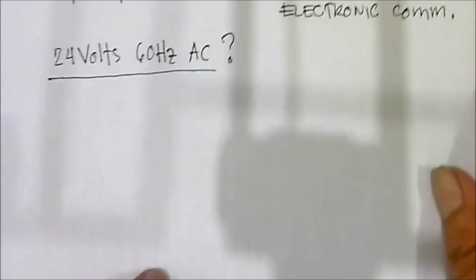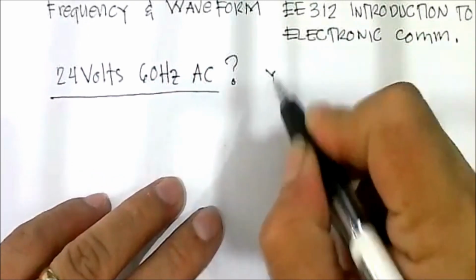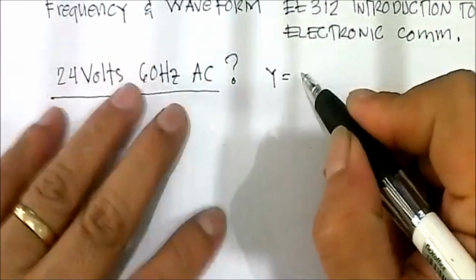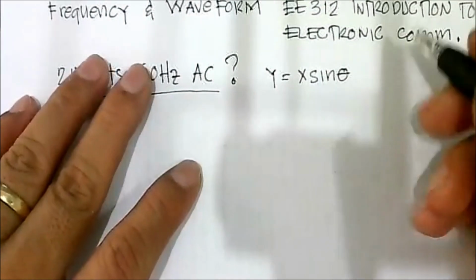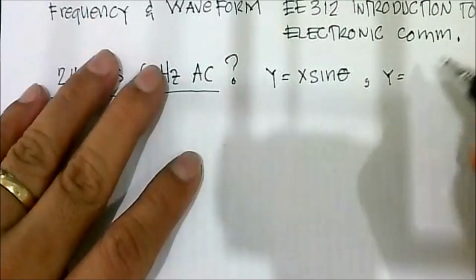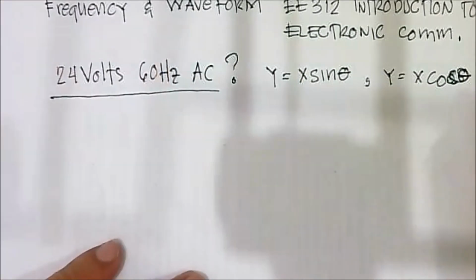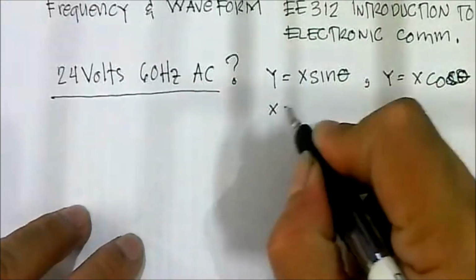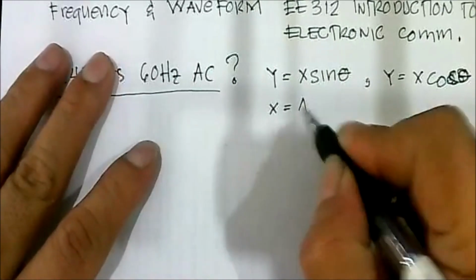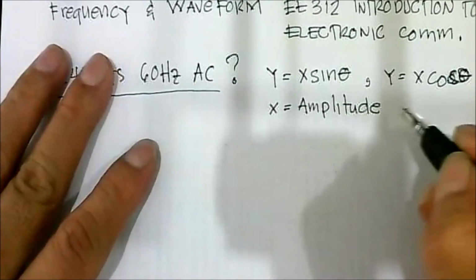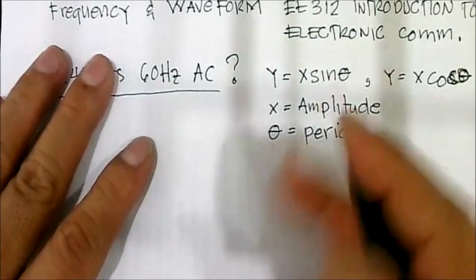In our previous discussion, we discussed y equals x sine theta, and the other one, y equals x cosine theta, where x is your amplitude and theta is your period.